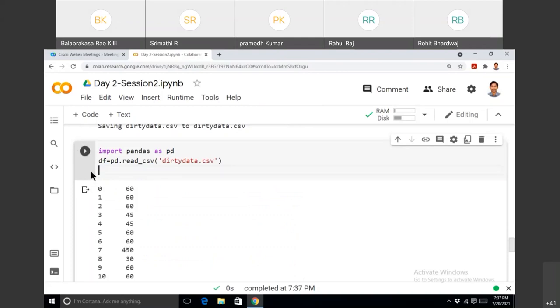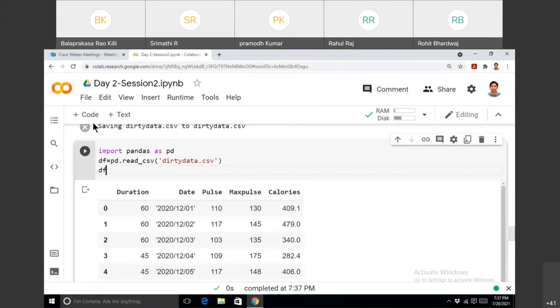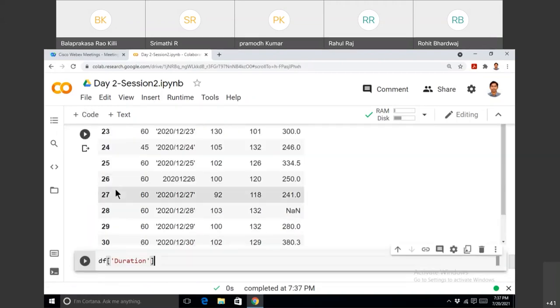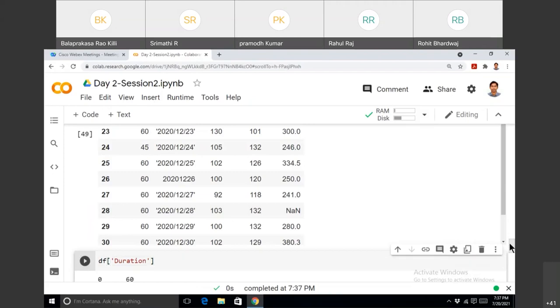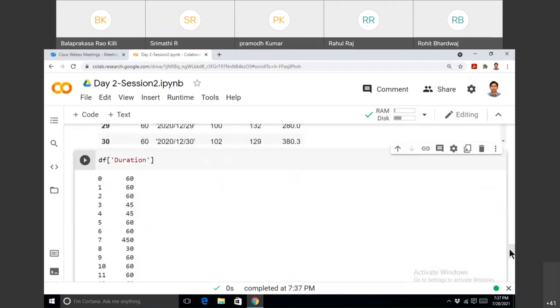Now let me first print everything, then let me show you. See, now if you want to access some column, give df.duration. This will give you the particular column you wanted to work with. Is it okay? Any questions here?